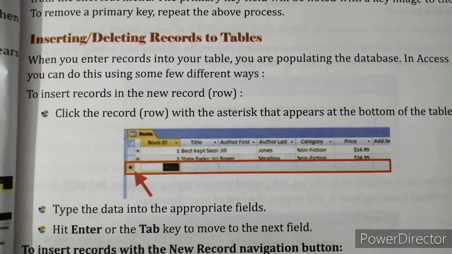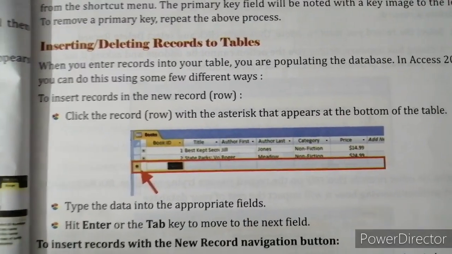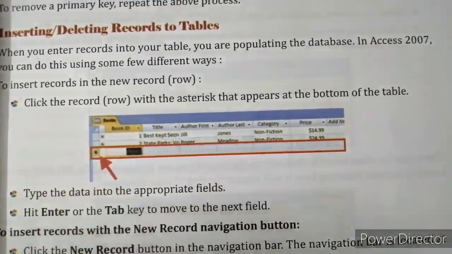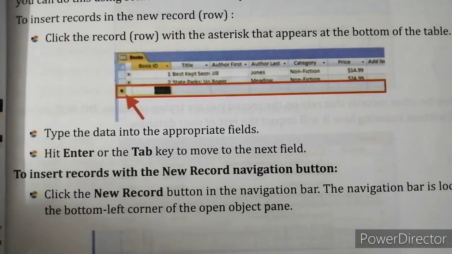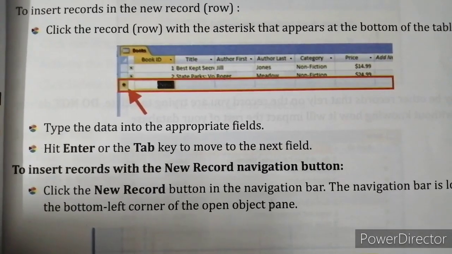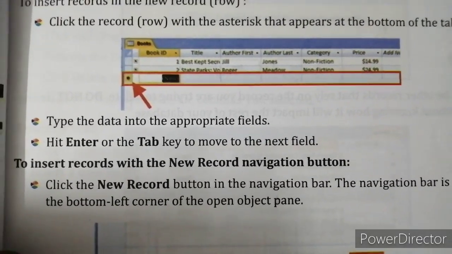To insert a record in a new record, click the record with the asterisk. See here the asterisk sign that appears at the bottom of the table. Type the data into the appropriate field. Hit enter or the tab key to move to the next field.